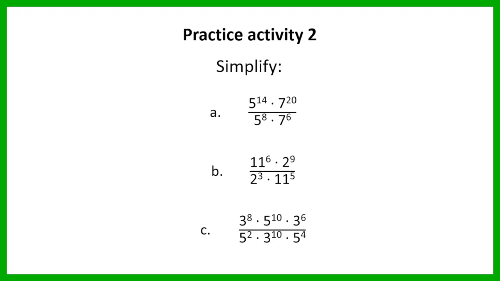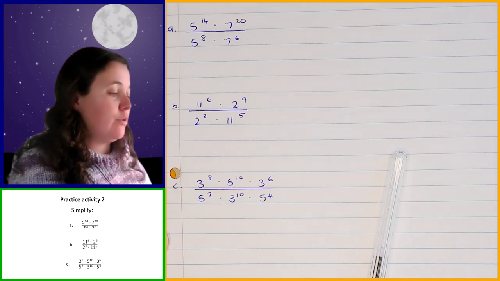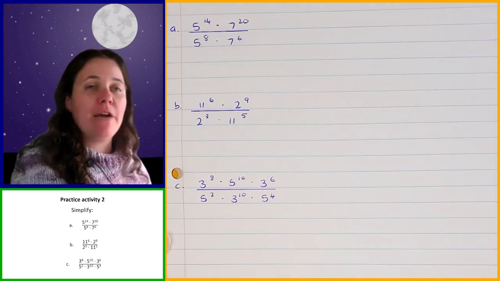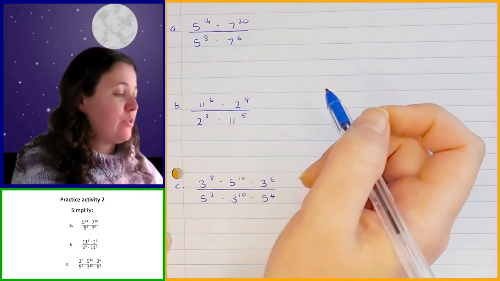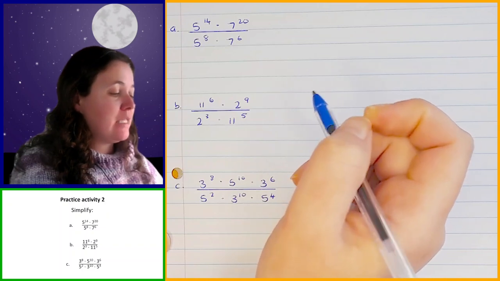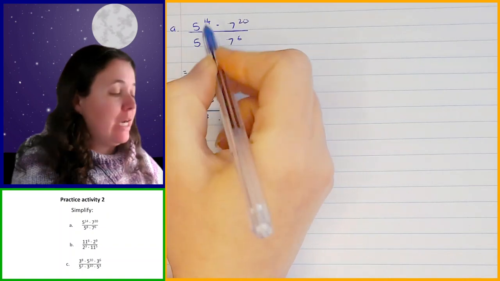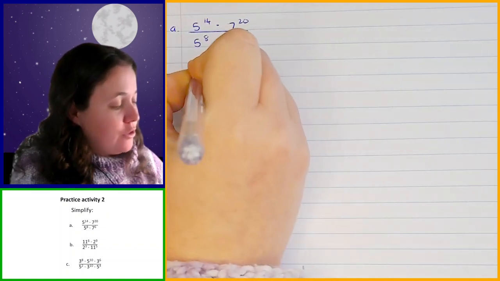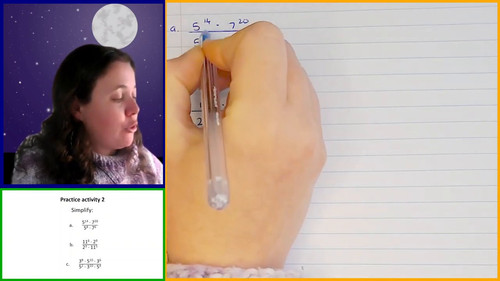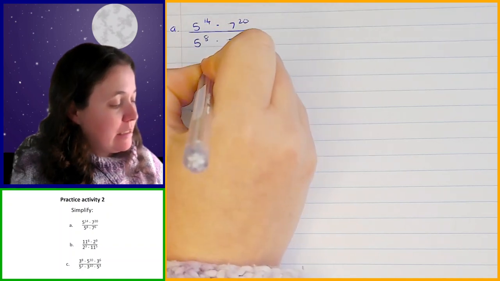Okay, you should be done with those now, so let's go through each of those examples. So in question A, we had 5 to the power of 14 times 7 to the power of 20 over 5 to the power of 8 times 7 to the power of 6. So I'm going to start off by working on my 5s. So that gives me 5 to the power of, and I subtract the exponent, 14 minus 8 gives me 6.